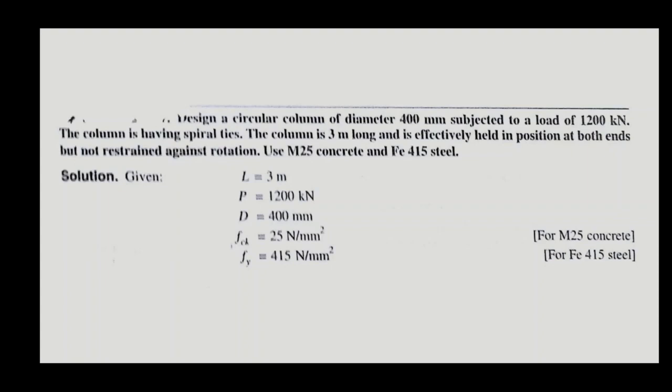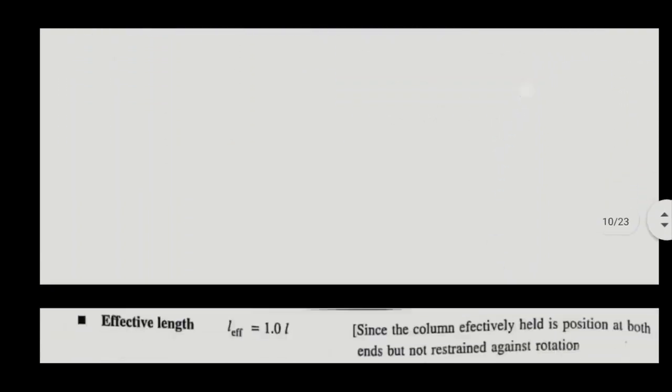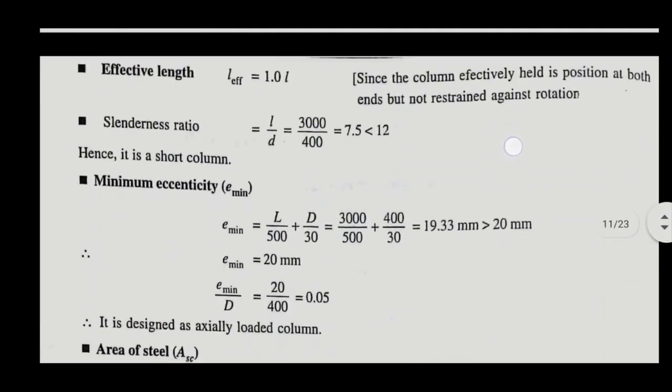The length of column, capital L, is 3 meter. Axial load, capital P, is 1200 kilonewton. Diameter, capital D, is 400 mm. Fck is 25 Newton per millimeter square for M25 concrete and fy is 415 Newton per millimeter square for Fe415 steel. So first of all we have to find out the effective length, Leff, for the condition: column is effectively held in position at both ends but not restrained against rotation.